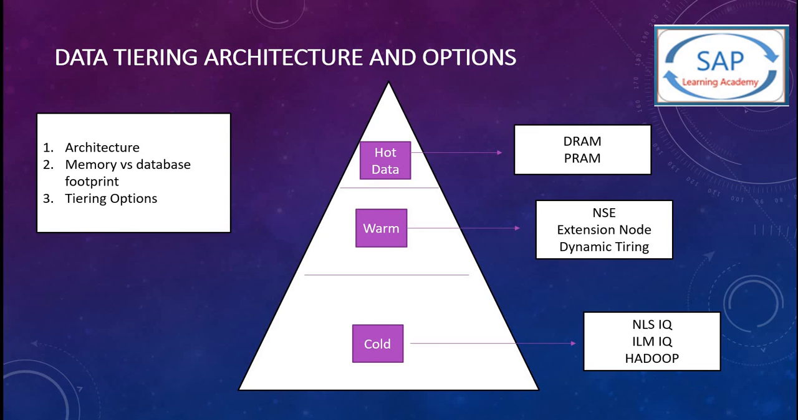So that's all about this tutorial. I tried to explain everything about data tiering: what it looks like in terms of data distribution, what the options for data tiering are, and what the memory footprint and database footprint are in SAP HANA.